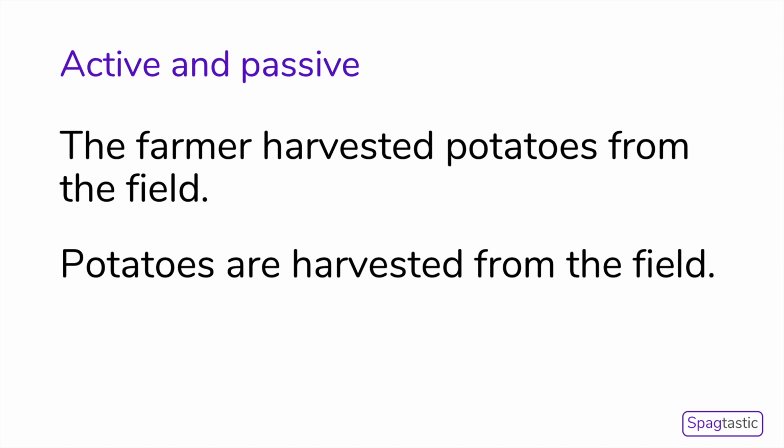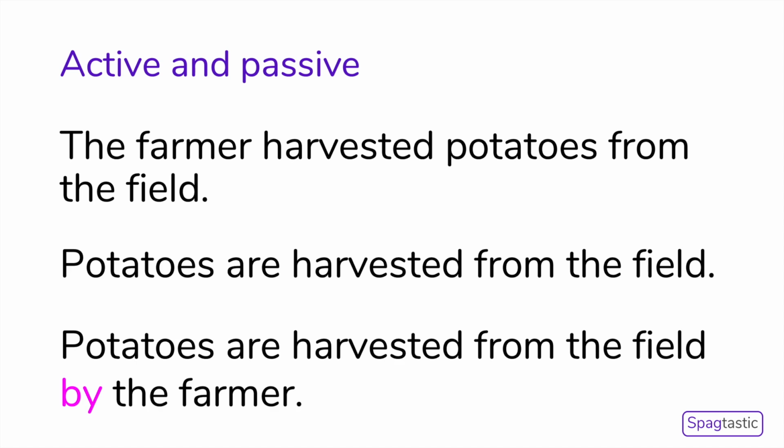We can add the person doing the action back into the sentence. Remember, it's the farmer. The sentence is now, potatoes are harvested from the field by the farmer. This is still a passive sentence because the subject of the sentence is now the potatoes, and they are having the verb done to them. The potatoes are being harvested. Passive sentences often use the word by.